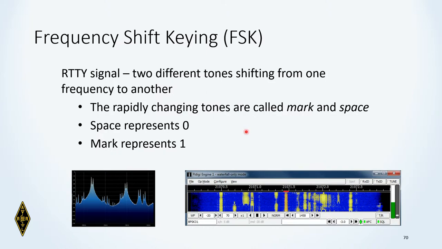In fact, we'll talk about it right now. So RTTY, radio teletype, we've got two different tones shifting from one frequency to the other. And they're called mark and space. And typically they're at 2295 and 2125 for frequency values or tones that are being shifted. Being shifted about 170 hertz between the two to mark the difference. Space represents zero, mark represents one.